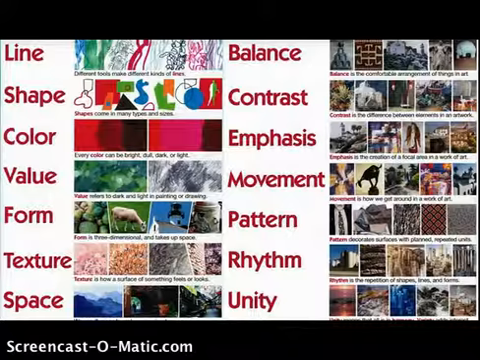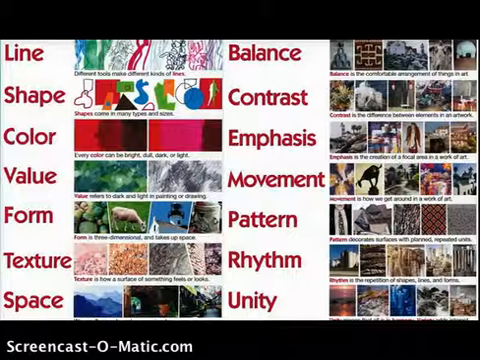So now, if you look over at the left, we see lines, shapes, colors, value, form, texture, and space. Those are your building blocks. And over on the right, those are how you organize all of those building blocks. So now we have balance, we have contrast, emphasis, movement, pattern, rhythm, and unity. All of these have got to contain some types of building blocks or the tools, those elements of art.